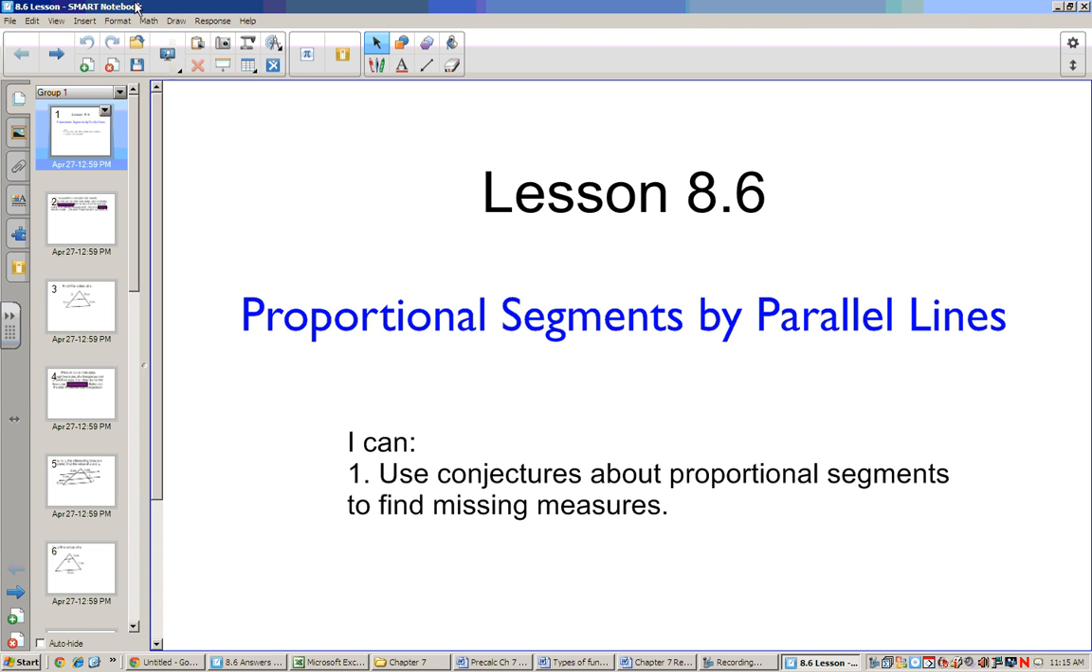Hello, welcome to 8.6. Today we're going to learn about proportional segments by parallel lines. Today you should be able to say, I can use conjectures about proportional segments to find missing measures.